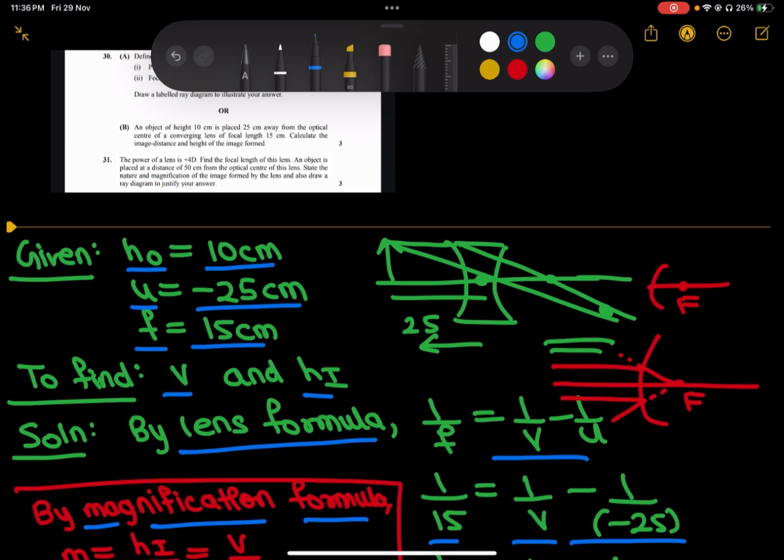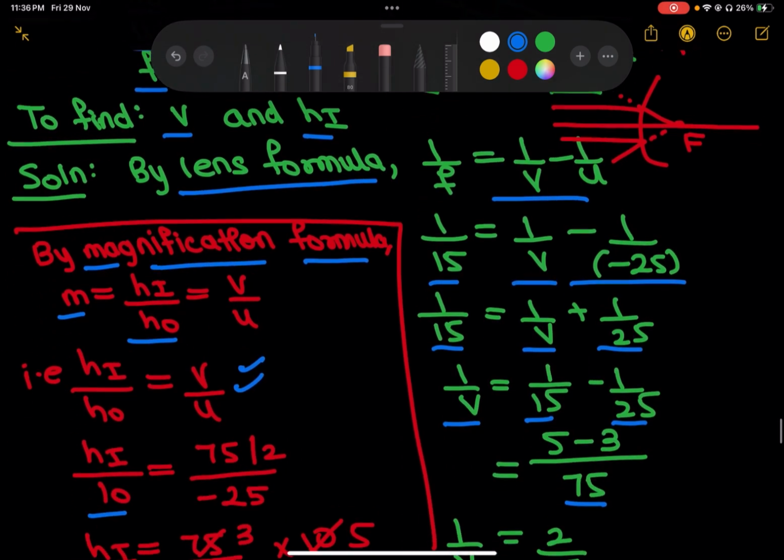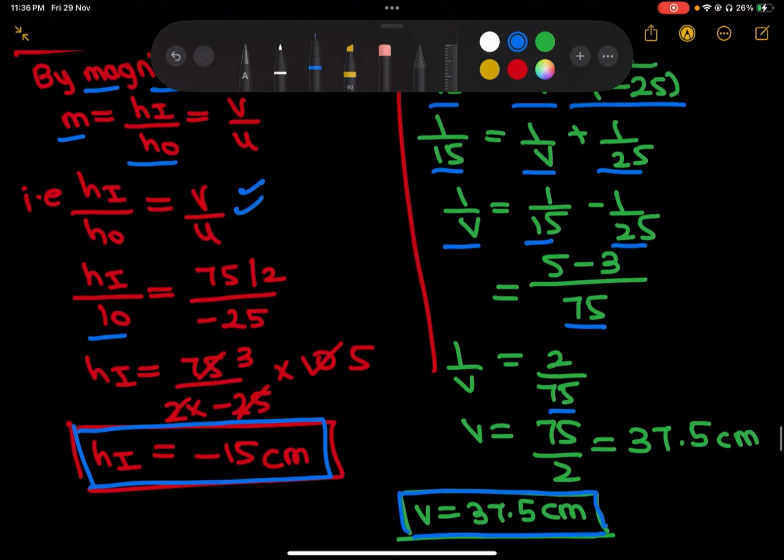So you have found both the things. Now, for the final statement, you have to write both of them in statement form. So the image distance, or the distance of the image from the pole of the mirror, or from the optical center of the lens, is 37.5 centimeter, right? And also the height of the image is 15 centimeter, correct? You can also add that the image is real and inverted because the height of the image is negative. So it is below the principal axis, hence it is real and it is inverted.